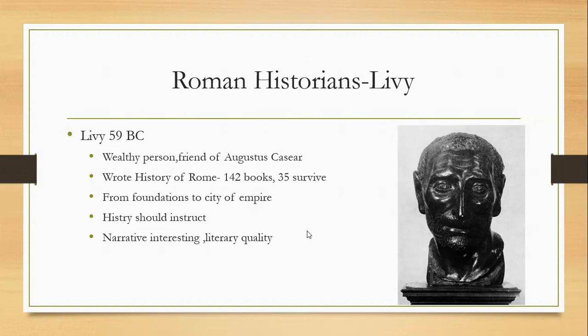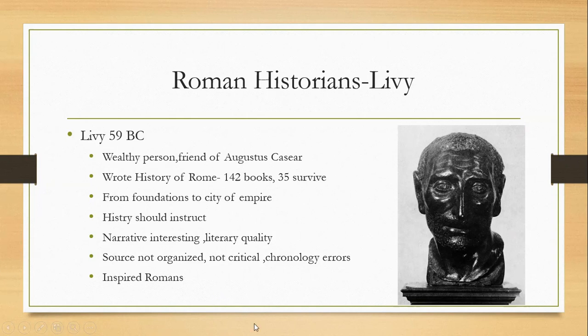But one thing was, his source was not very organized, like he never told who he was referencing or who was the authority he consulted. So that is not very clear from his statements. Also, he was not critical in the sense he believed whatever he heard. So for writing about the foundations of Rome, he believed traditions and folk tales. So he has written all that. So it's not really objective and accurate. Also, there are chronological errors, like timeline errors. So these are some of the defects in his work. But in spite of that, he has inspired Romans.